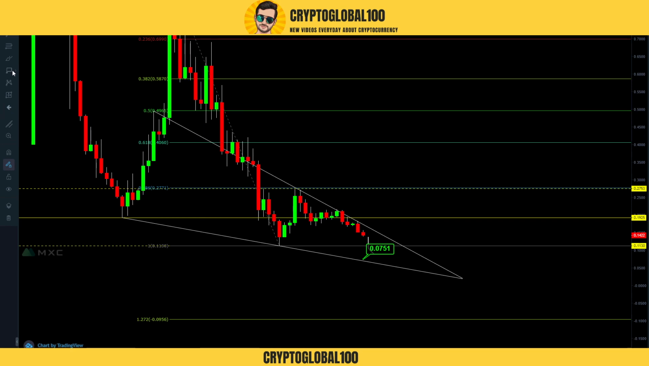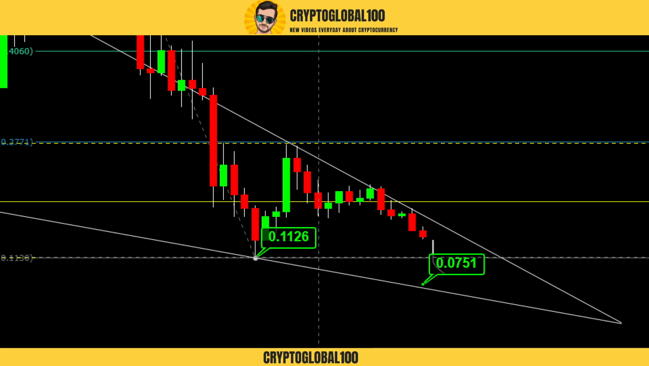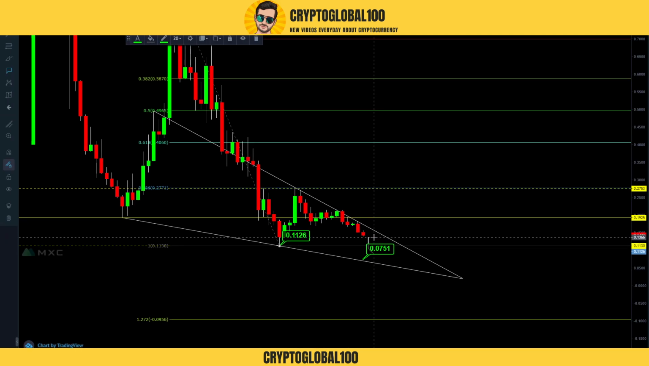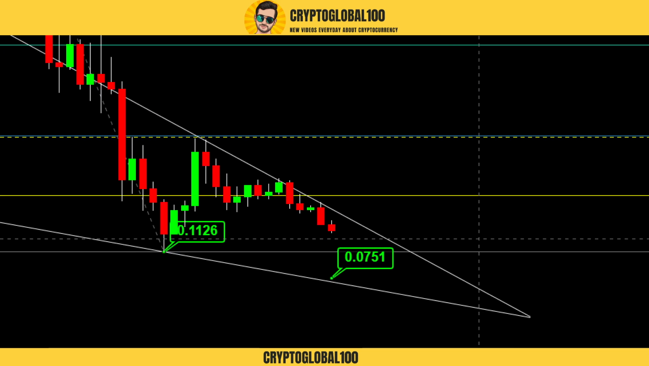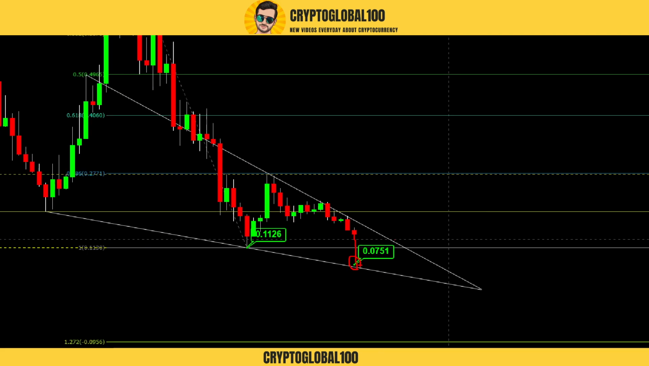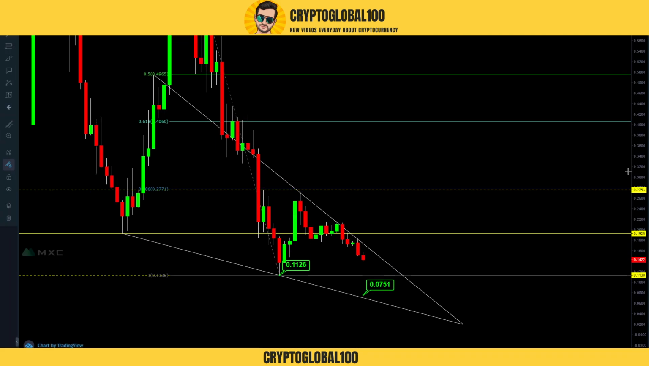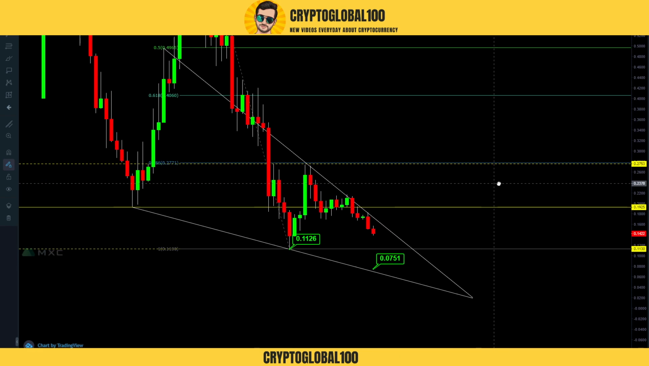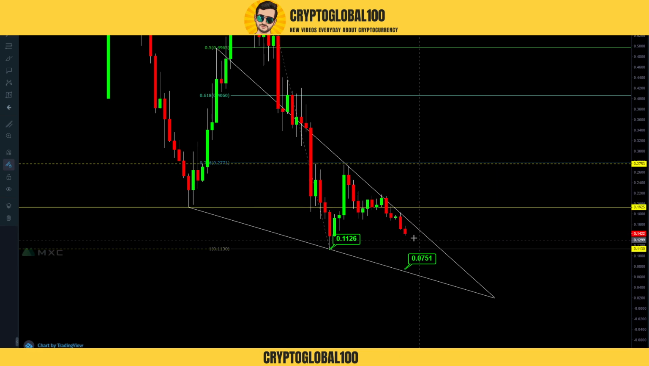Let me draw the price pattern here as well. Let me draw the label here. This is the 0.1126. So what I'm looking at right now, if we take a look at the price pattern, the descending triangle, the price is going down. And if you take a look, BTC is also going down as well. So we might see another breakdown to 0.75. So don't sell your tokens, guys. Don't sell your tokens. We might see another all-time low.